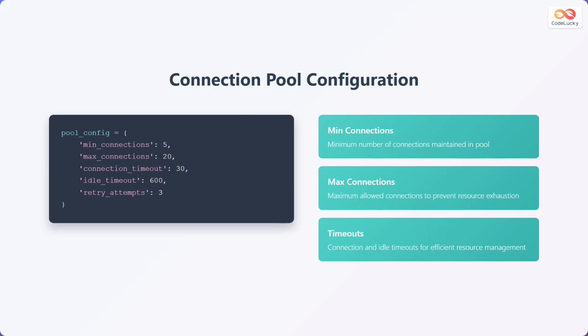Here is a sample code block that has these parameters as pool_config, where min connections is set to 5, max connections is set to 20, connection timeout is set to 30, idle timeout is set to 600, and retry attempts is set to 3.